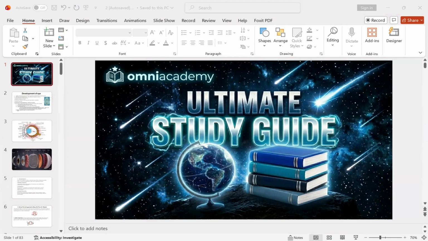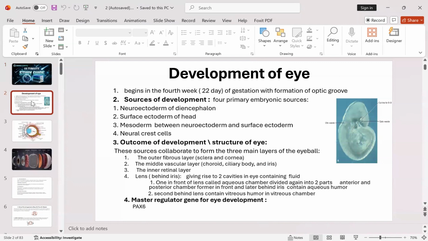In the last lecture, we studied the time, the outcomes, the sources, and the master regulator gene for eye development. In today's lecture, specifically, we will be focusing on the two main sources of eye development, which are neuroectoderm of diencephalon and surface ectoderm of head. And we will be seeing how these two sources are contributing to develop the human eye. So let's start with today's lecture, which is early morphogenesis of eye.